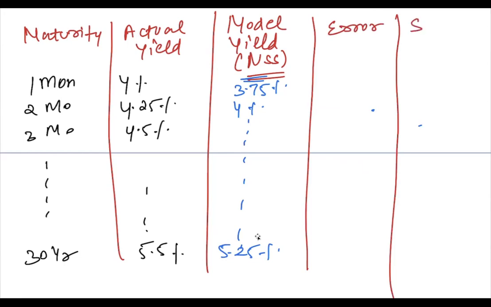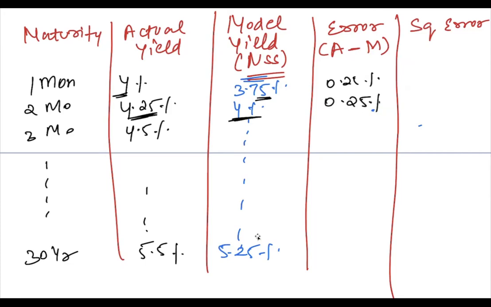And then we'll square the error. So how will we calculate the error? Actual yield minus predicted, the modeled yield. If you remember, this was our actual yield and this is our model yield, and we are just differencing it. So 4% minus 3.75% is 0.25%. Similarly, 4.25% minus 4% is 0.25%, and so on.